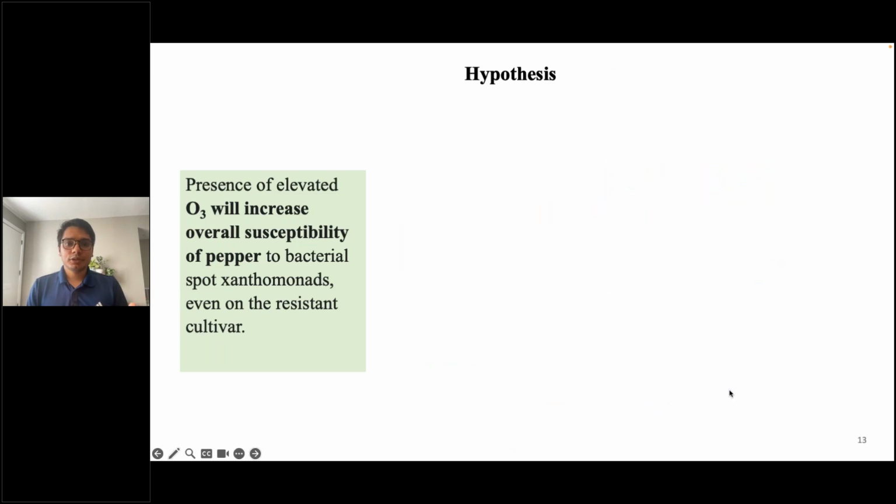So this particular host pathosystem allows us to study the response of the resistant variety under combined stress. Thereby, we can assess the durability of these cultivars under the altered environment condition. It also helps us to test the response of this emerging pepper pathogen, Xanthomonas perforans, on the susceptible and commercial resistant cultivars under this altered environment condition. So our overall hypothesis in this experiment is that in the presence of elevated ozone, there will be an increase in the overall susceptibility of both the cultivars against the Xanthomonas.